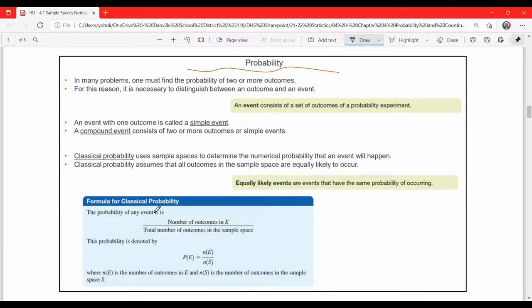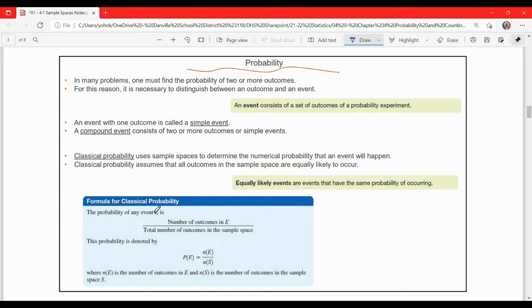So in many problems, we have to find the probability of 2 or more outcomes. That means that it's necessary to distinguish the difference between an outcome and an event. Remember, an outcome is what could happen when you perform a probability experiment. An event is all the different outcomes put together of a probability experiment. So you're looking for all the different possible ways and then seeing the probability of something happening.